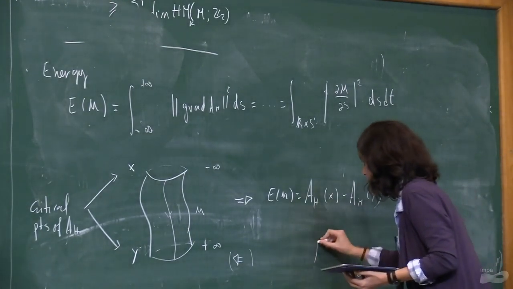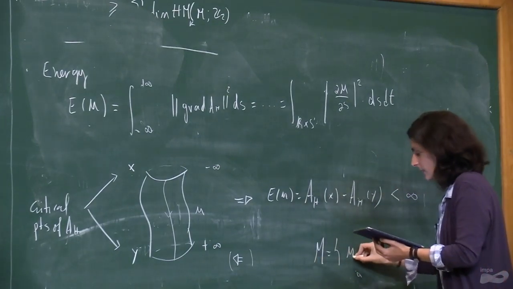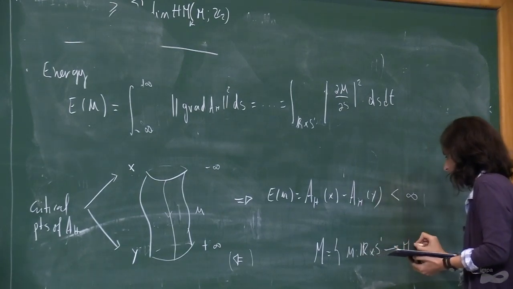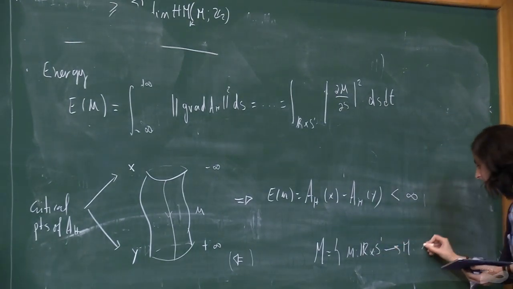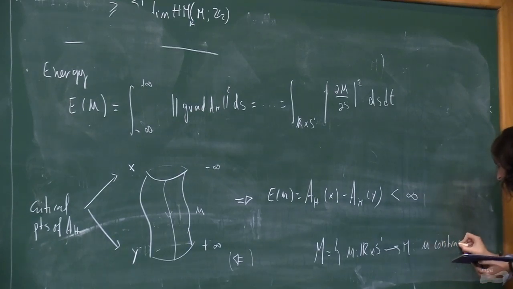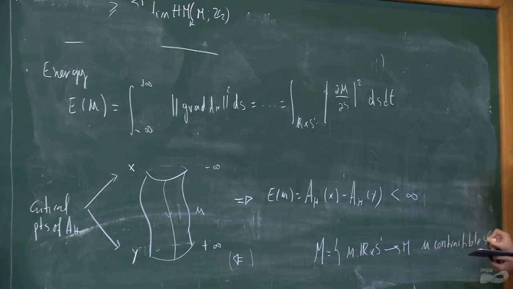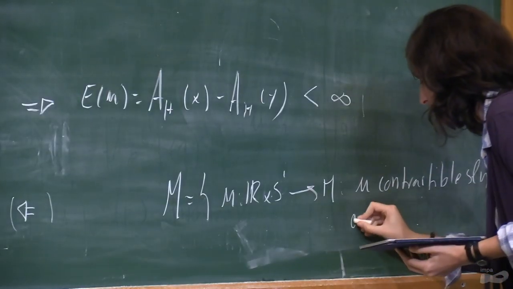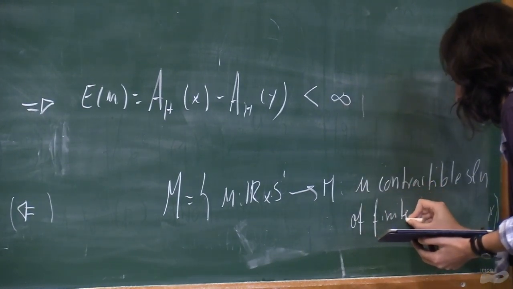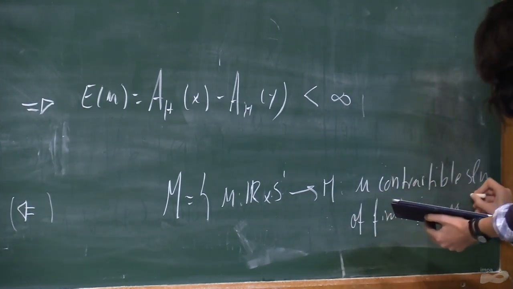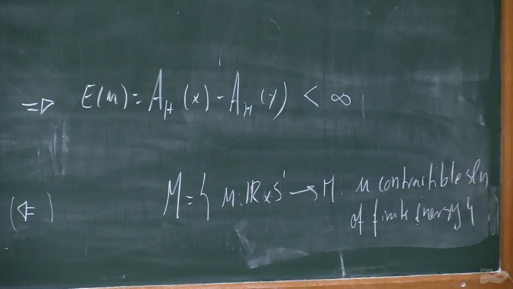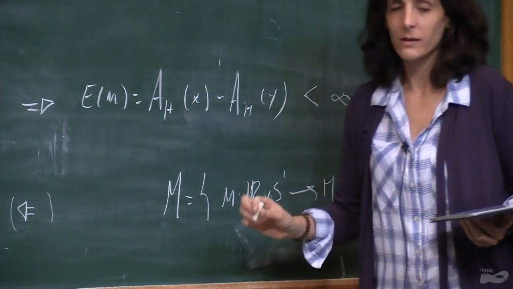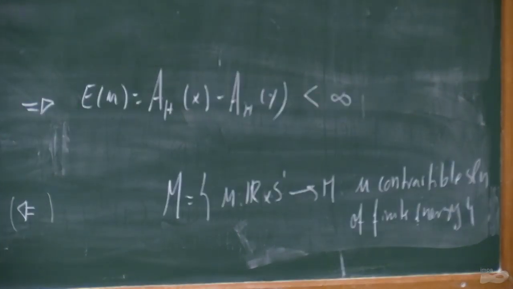So here, let me call M the space of these cylinders u in M, where u is a contractible solution of our Floer equation of finite energy. And since I don't have much time, let me just tell you that Gromov proved that this space is compact. So it's a nice space, I guess.